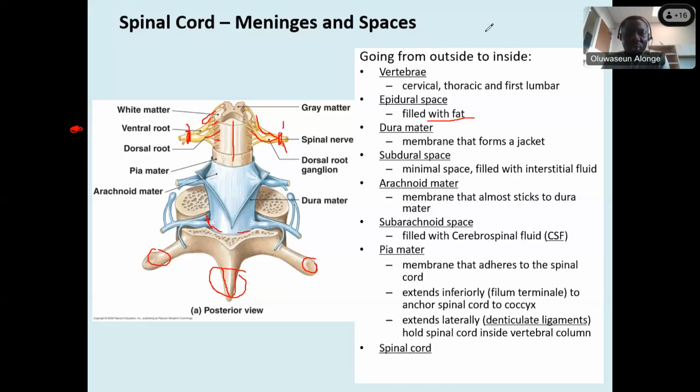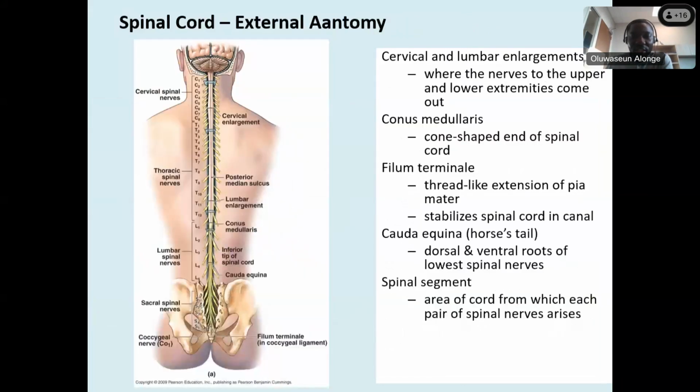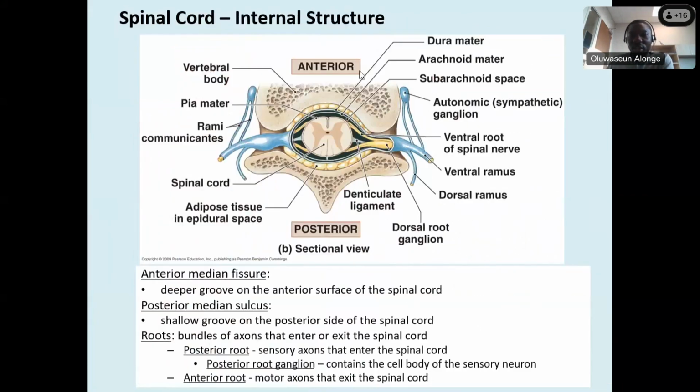Now, let me show you this slide before I come back here again. All right, now look at this. Here is what I call the epidural space, which is filled with fat. So you see, this is the vertebral bone, and here is the epidural space. And you can see the yellow fat there. That is the fat. Now, what does that actually even do?